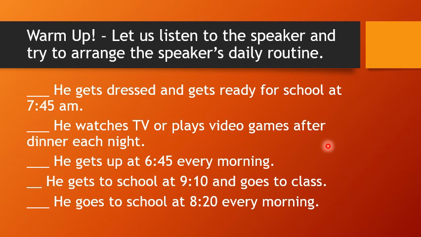All right, see? Now, let us arrange the sequence of this daily routine. Okay, so according to the speaker's daily routine, the first daily routine of the speaker is, what do you think? Okay, so the speaker gets up at 6:45 every morning, or he usually gets up around quarter to seven. Okay, so don't be confused, students. 6:45 and quarter to seven is the same. Okay, so that's the first routine of the speaker. Now, what's next?